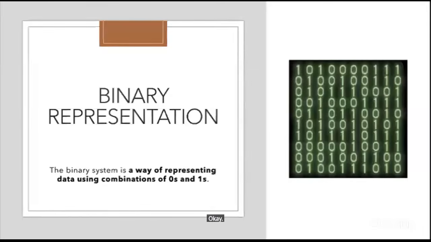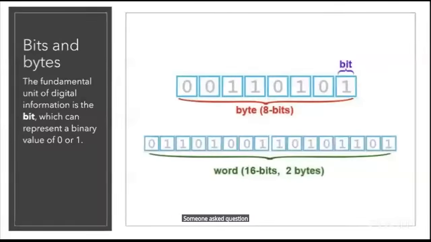Okay, so about bits and bytes, let me go back. Someone asked a question again. 0 is equal to a bit. 1 is equal to a bit. But if you combine them, you are now getting bytes. So 8 bits is equal to 1 byte.